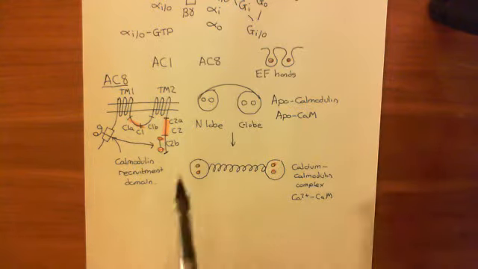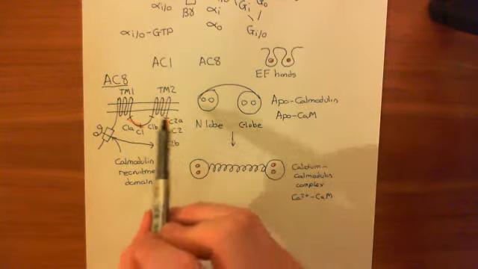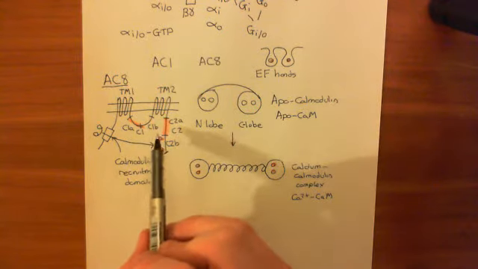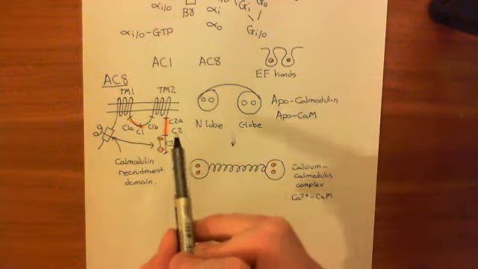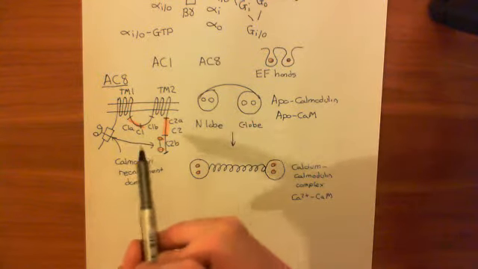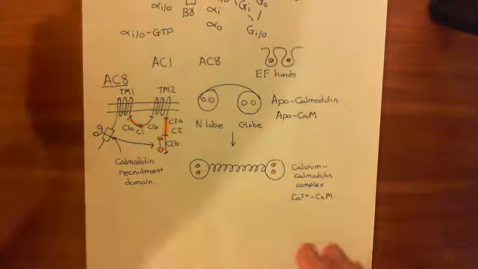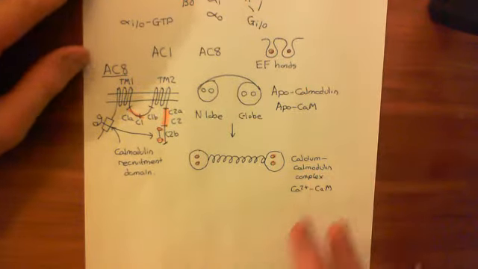And when you have calcium calmodulin complexes bound to this C2b portion, it promotes the dimerization of C2a with C2b, and you get the active enzyme being formed. Okay, and when that happens, the active enzyme is going to take in ATP and break it down into cyclic AMP and inorganic pyrophosphate, and you'll get cyclic AMP produced.